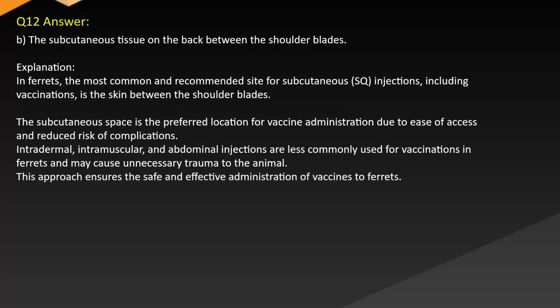Answer. B. The subcutaneous tissue on the back between the shoulder blades. Explanation. In ferrets, the most common and recommended site for subcutaneous (SQ) injections, including vaccinations, is the skin between the shoulder blades. The subcutaneous space is the preferred location for vaccine administration due to ease of access and reduced risk of complications. Intradermal, intramuscular, and abdominal injections are less commonly used for vaccinations in ferrets and may cause unnecessary trauma to the animal. This approach ensures the safe and effective administration of vaccines to ferrets.